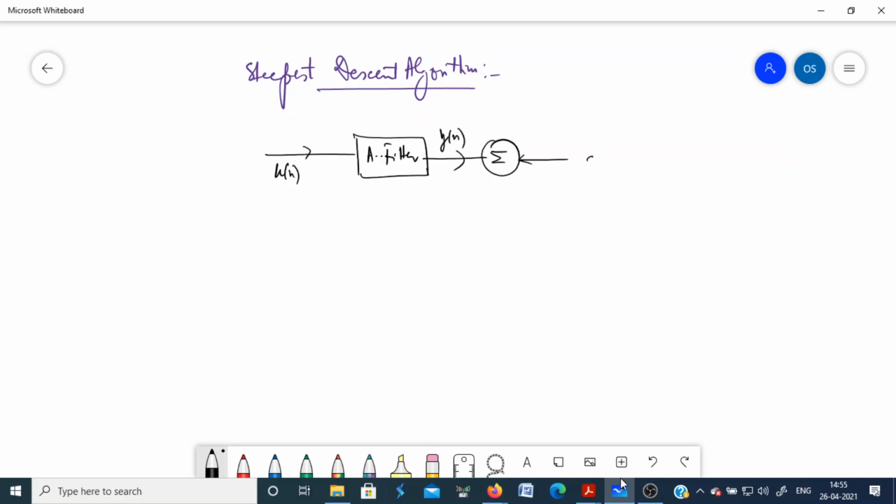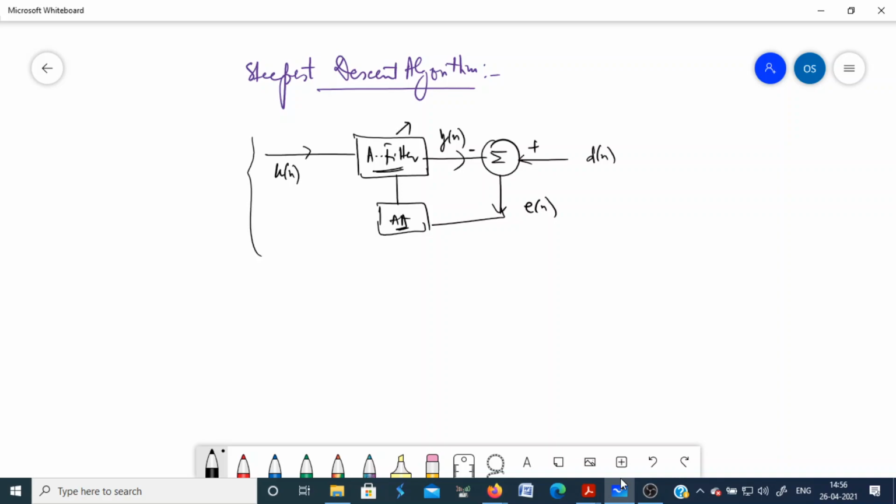Then we have a desired response d(n), and based on the error between the desired response and the output of this filter, which is given to some adaptive algorithm to update the filter weights in this adaptive filter. This is the general structure of any adaptive filter. The objective of this adaptive algorithm is to update the filter weights so that at each iteration your mean square error is minimized.